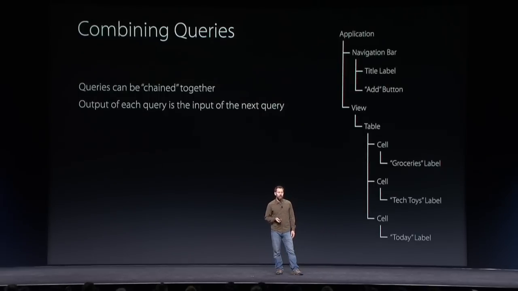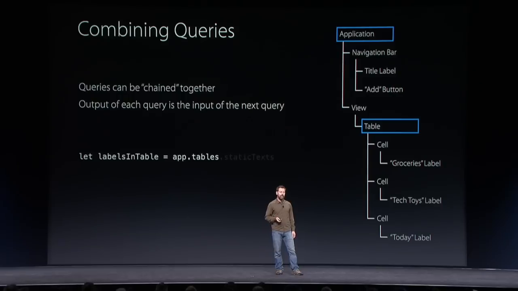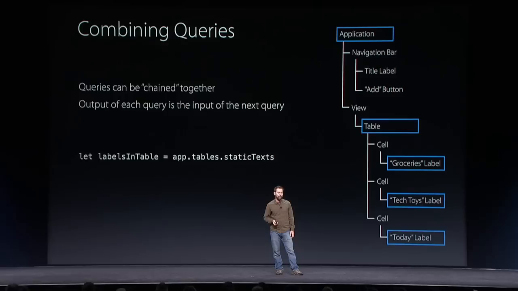So here we have our application, and I want to find just the labels in the table. So I start with the app, and then I get the tables, and I ask for static texts, and I'm done. I've got those three labels.